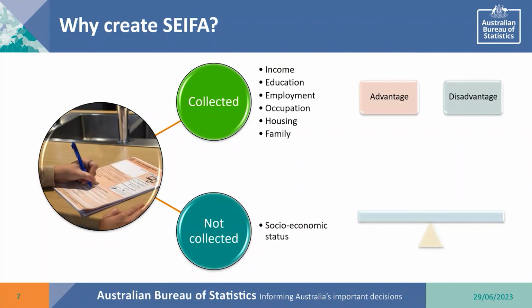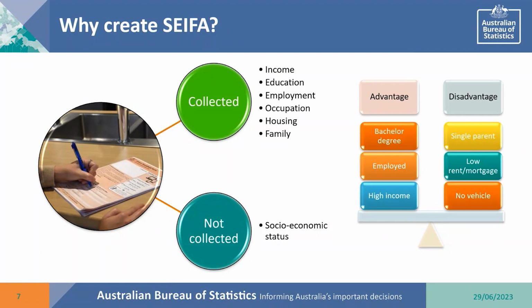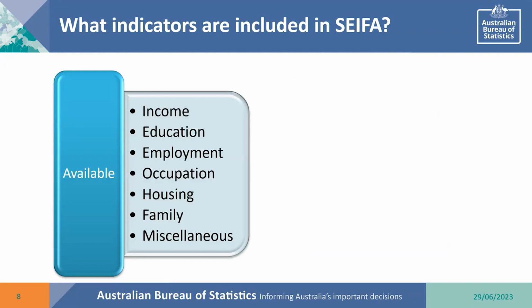The questions we do ask on the census provide evidence we could use to decide if a person or a household is advantaged or disadvantaged compared to other people or households. The difficulty is in combining the results from all of them to get an overall indication of advantage and disadvantage, especially when we have indicators that might represent advantage and others that might represent disadvantage. From the census, we have data items available for income, education, employment, occupation, housing, family, dwellings, all sorts of things like that.